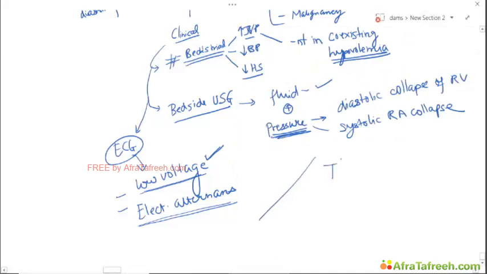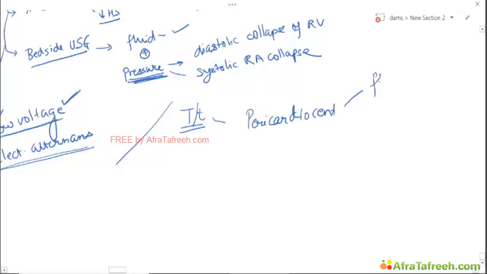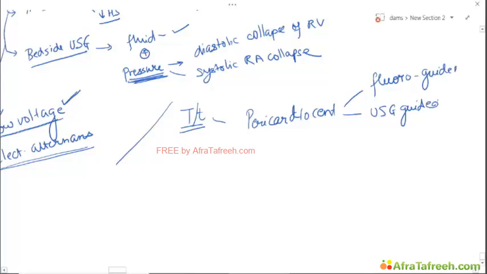Now, how do you treat tamponade? The definitive treatment is pericardiocentesis. There is increased fluid in the pericardium, just remove it. Pericardiocentesis could be fluoroscopic guided or ultrasound guided. These are the two ways of doing the pericardiocentesis. Either of them can be employed depending on the availability of resources.